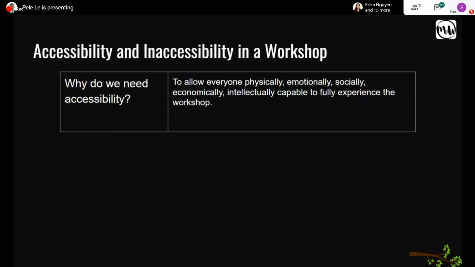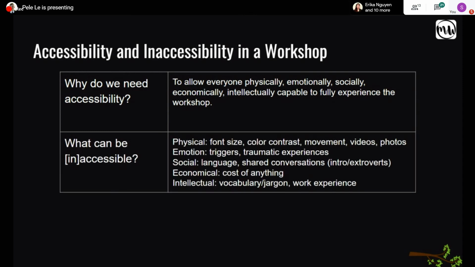And so when it comes to inaccessibility or accessibility, when it comes to the physical dimension, most of us, I would say, are not colorblind. Most of us have good eyesight. Most of us have our hearing. And so when you're creating a workshop, you think about your audience, you have to make sure that it's inclusive of everyone.